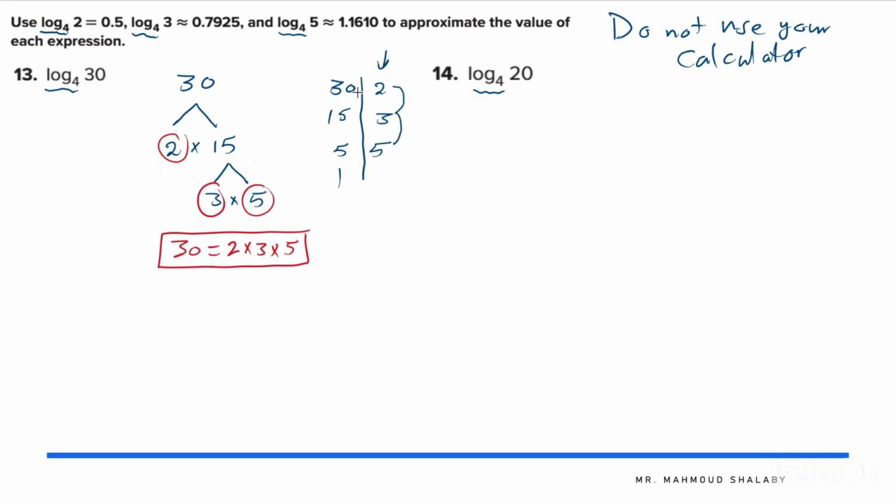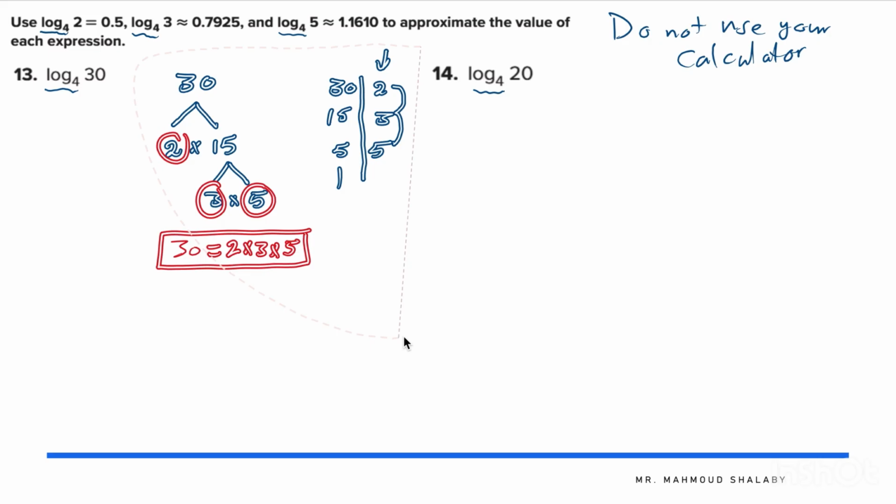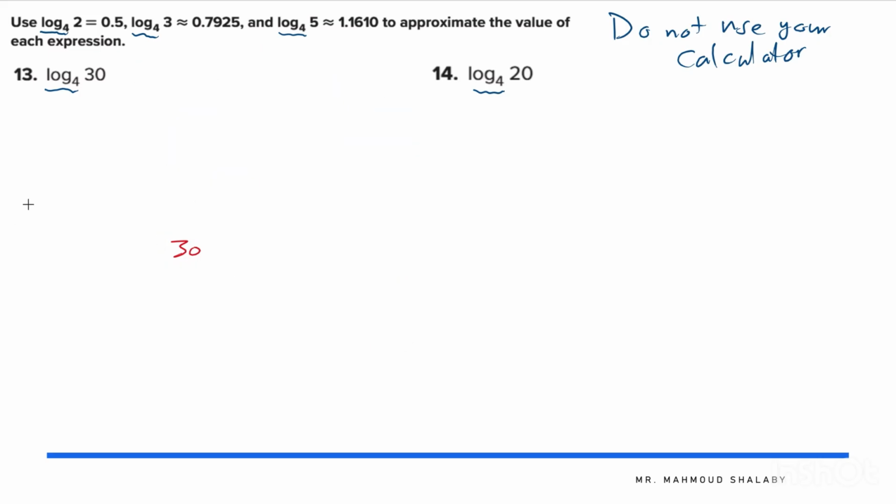Now let me just remove this and start solving the question. So I know that now 30 could be rewritten as 2 times 3 times 5. I will replace it here. So I will write log to the base 4, replacing 30 by its value, 2 times 3 times 5.